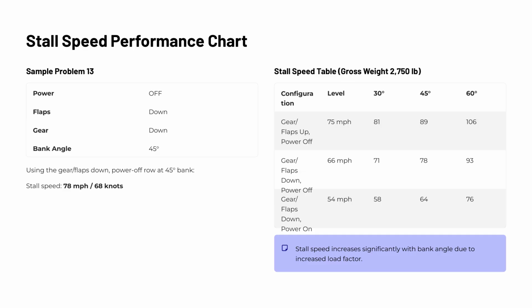Also take a moment to compare the three configuration rows. With gear and flaps up, the aircraft stalls at higher speeds across the board. Adding full flaps and gear, combined with power on, gives you the lowest stall speeds. Understanding how configuration, bank angle, and power setting each affect stall speed is essential for safe maneuvering flight, especially when flying slow in the traffic pattern or during approach turns.